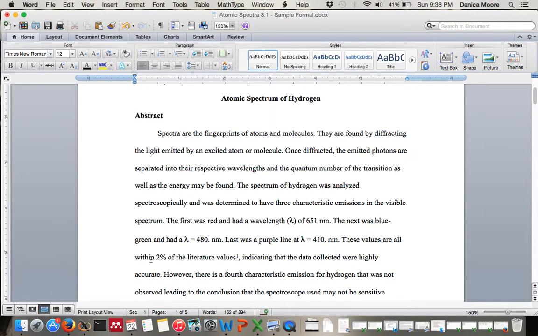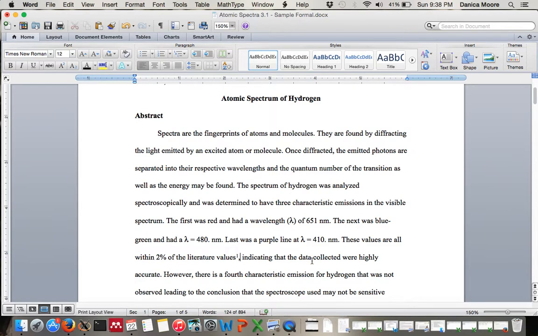These values are all within 2% of the literature values. I have a superscript here for the citation of the literature value, which I will put in my bibliography at the end, indicating the data collected were highly accurate.